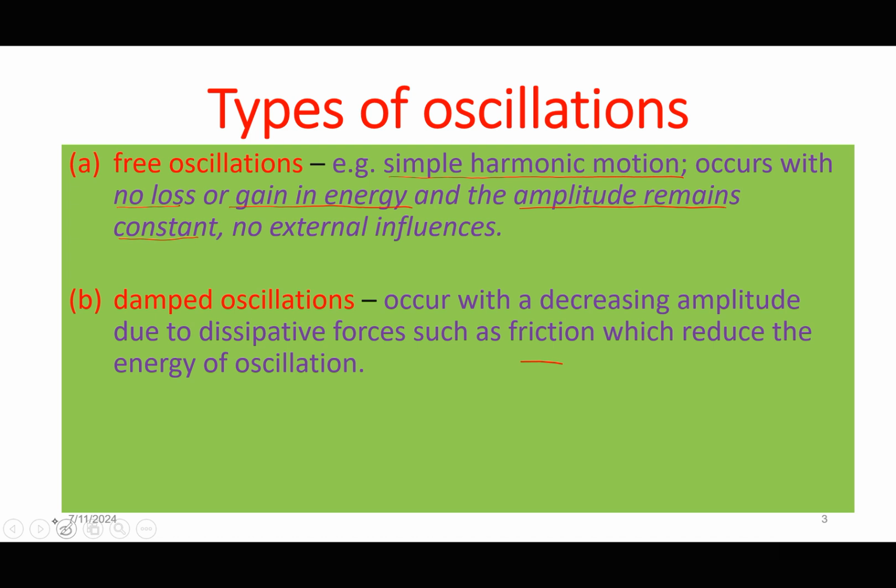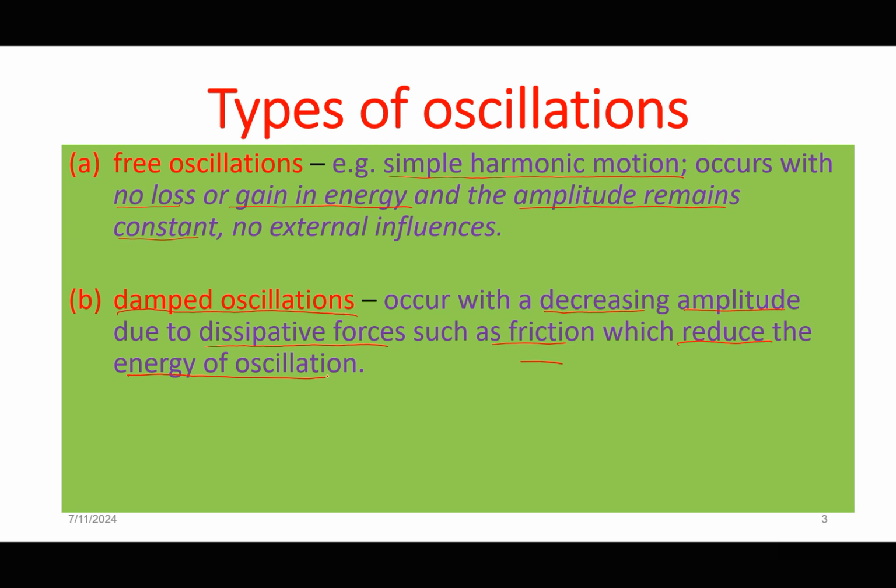And these dissipative forces affect the oscillations of these systems, resulting in either a gain or decrease in energy. And if it is a decrease in energy, it is going to result in a decrease in amplitude of oscillations, and therefore such oscillations are said to be damped. So damped oscillations occur with a decrease in amplitude. The reason why it decreases is because there are dissipative forces such as friction or air resistance, which reduce the energy of oscillations. So damping involves loss in energy of oscillations, which results in a decrease in the amplitude of the oscillations.